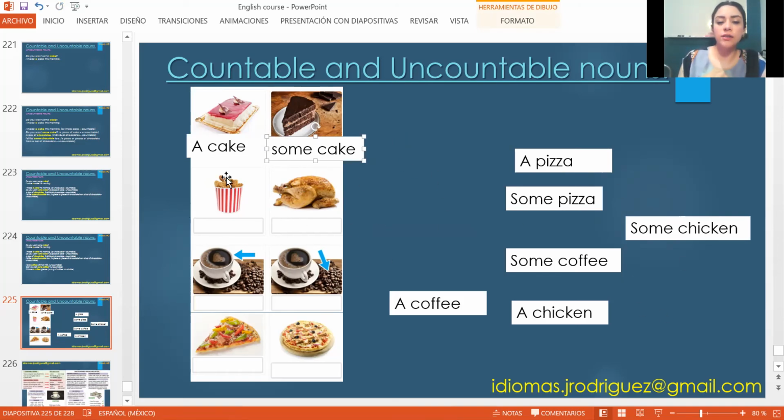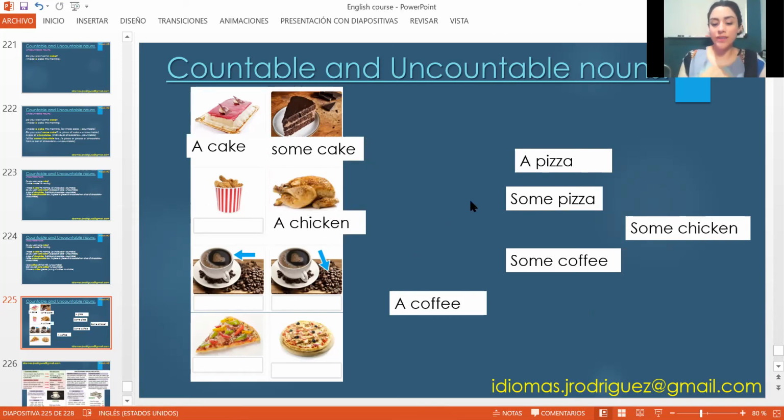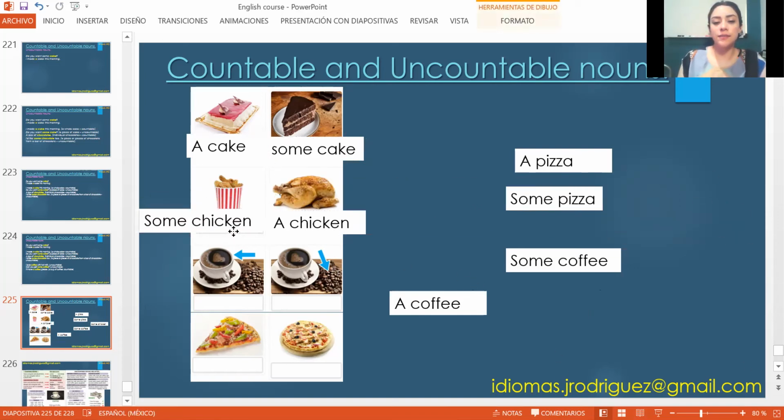Then I have here chicken. Here I have the whole chicken. So that will be a chicken. Un pollo. Tengo todo el pollo, todas sus piezas. And here I have some chicken. Algo de pollo. Ok, no estoy segura ni siquiera si están todas las piezas ahí, pero sé que es un poco de pollo. Ok, do you like some chicken?